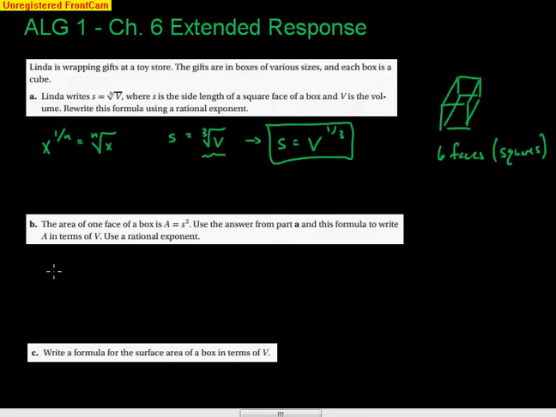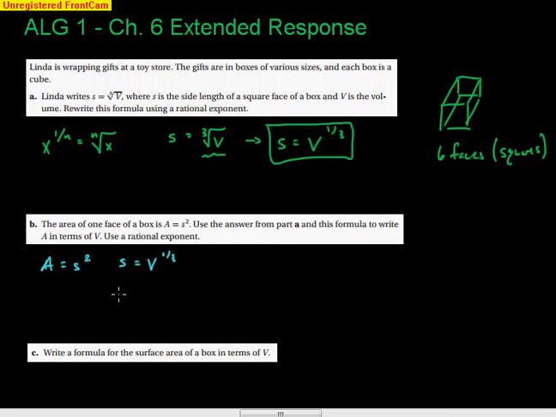B, it says the area of one face is a equals s squared. Use the answer from part A in this formula to write a in terms of v. So what do we have? Well, right now we have a equals s squared. That is a in terms of s. But from part A we have this, s equals v to the 1/3. They want us to write a in terms of v, which means get rid of the s.